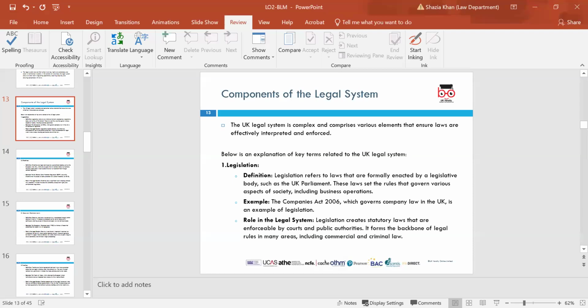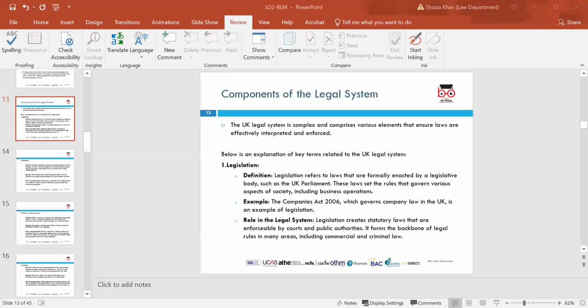Components of the legal system. Here are key components of the legal system that we're going to go through, so you've got a better idea. There are so many key components in regards to that. First one is legislation, what legislation is and why it's so important as a component of the legal system.